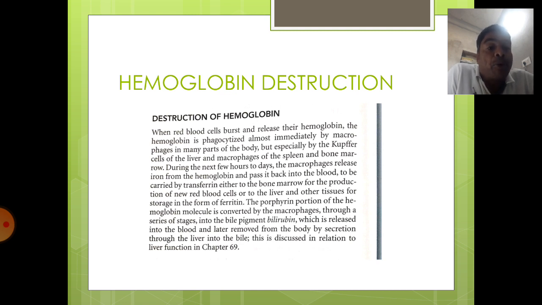The porphyrin portion of the hemoglobin molecule is converted by the macrophages through a series of stages into the pigment bilirubin, which is released into the blood and later removed from the body by secretion through the liver into bile.